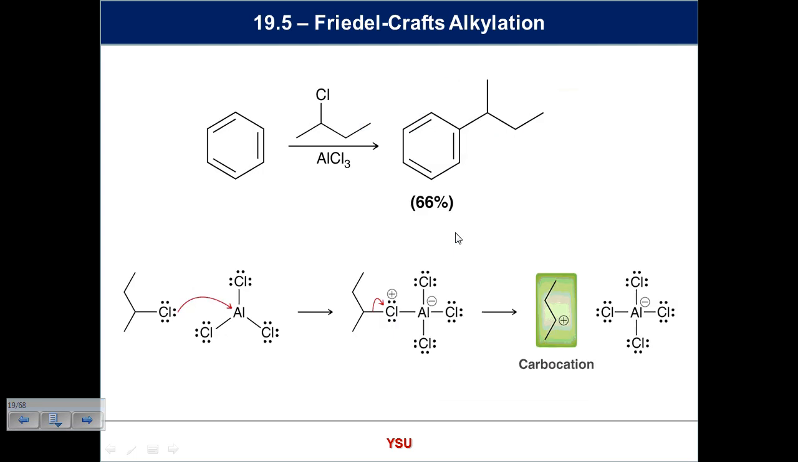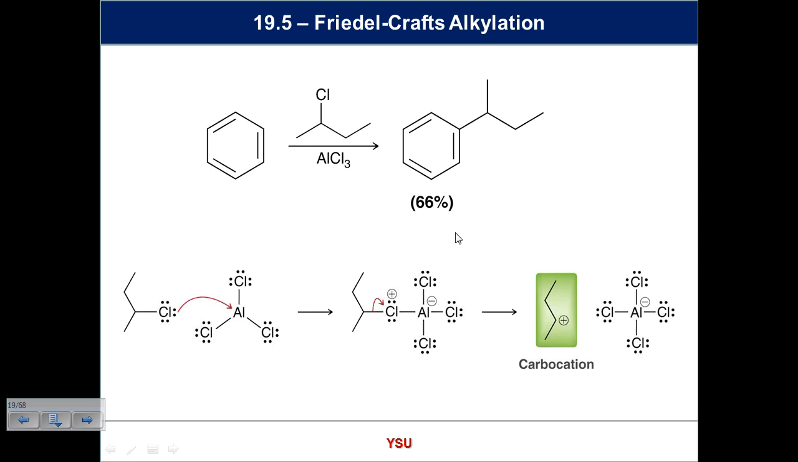Now this story. These are named after chemists. I believe they're American chemists who developed them. Incredibly useful industrially. These are processes that are done on multi-ton scale across the world, and they produce alkyl and acyl benzenes for further use.